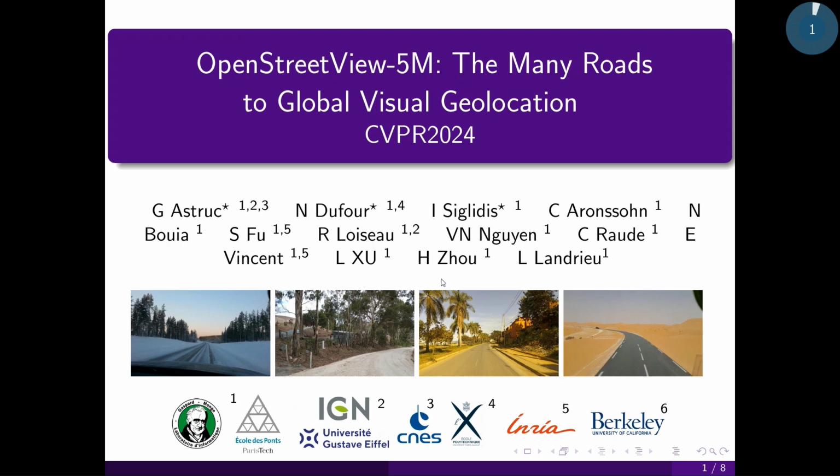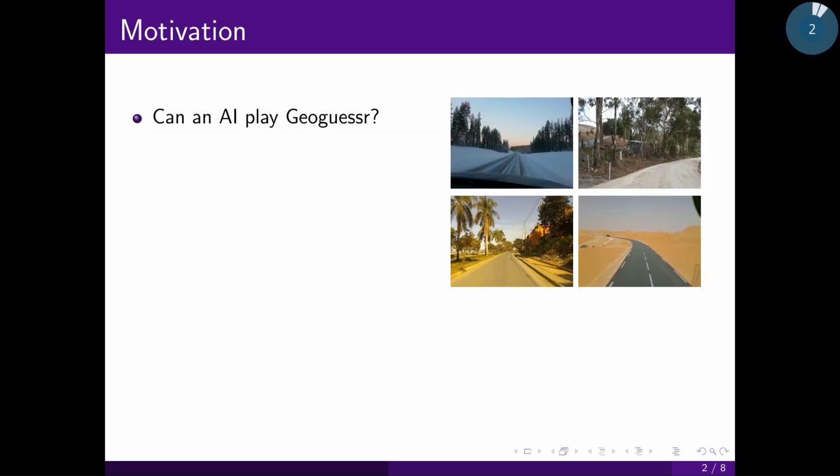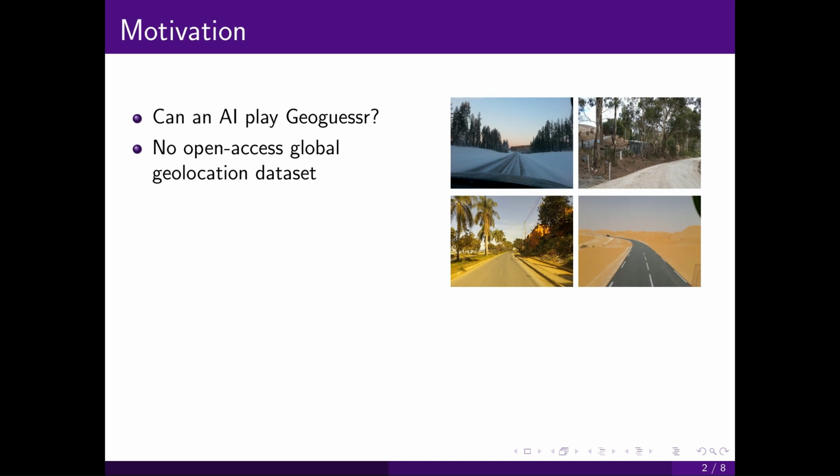Hi, introducing OpenStreetView-5M, the many roads to global visual geolocation. This project started as a hackathon with a few students of my lab. We wanted to code an AI that plays GeoGuessr, the game that drops you anywhere on Google Street View and you have to guess where you are based on what you see. We quickly realized that there is no open access dataset that would allow us to do that.